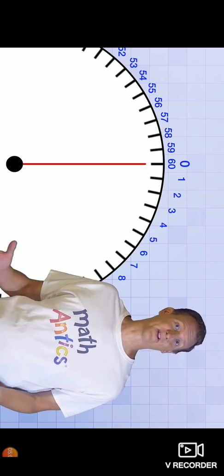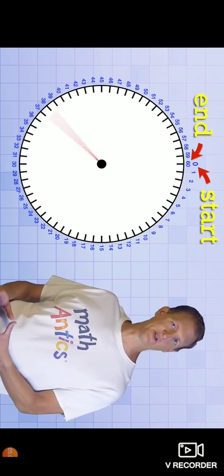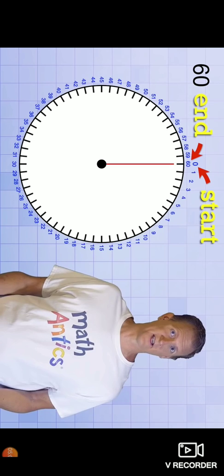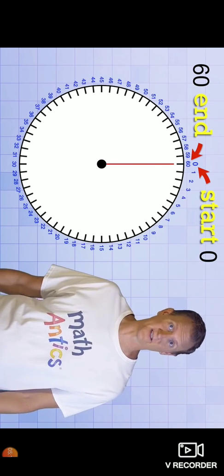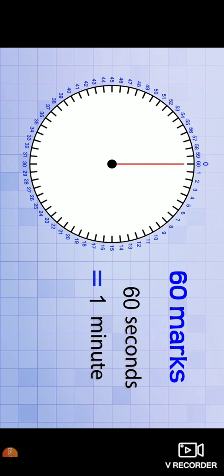That's one of the cool things about a clock being a circle. The starting point is also the ending point. So as soon as you hit the end, 60 seconds, you're also back at the beginning, 0 seconds. The reason that there's exactly 60 marks around the edge of a clock is that 60 seconds equals 1 minute.